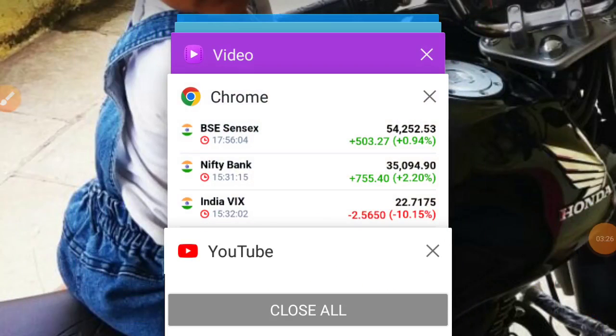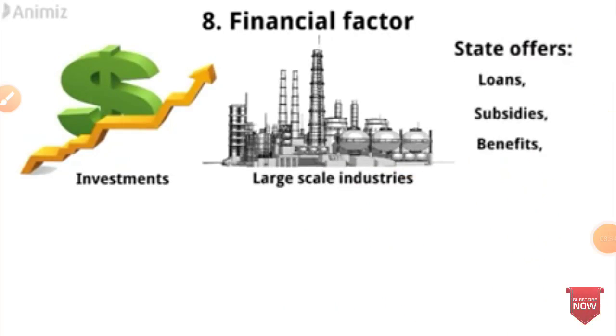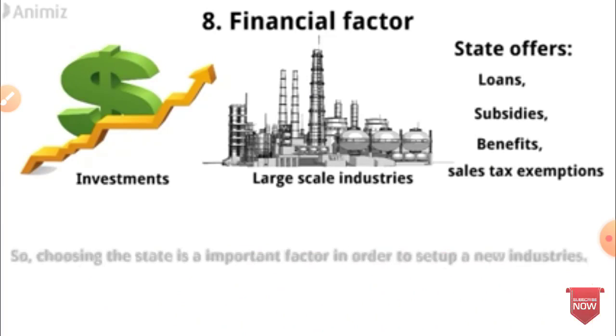Next point, financial factor investment. For large scale industries, the state offers loans, subsidies, benefits, sales tax exemptions. So the financial factor is also important. Choosing the state is an important factor in order to set up a new industry.